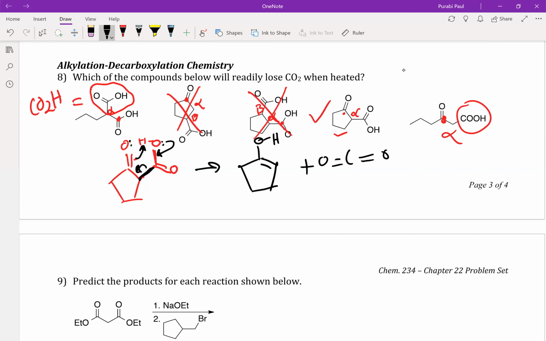So the product is essentially an enol, right? But as you know, as Professor Pirrung mentioned, this is in equilibrium with the ketone, okay? So you end up getting this as a product.